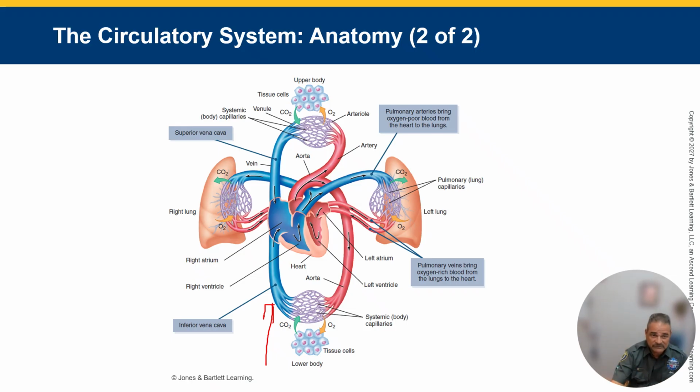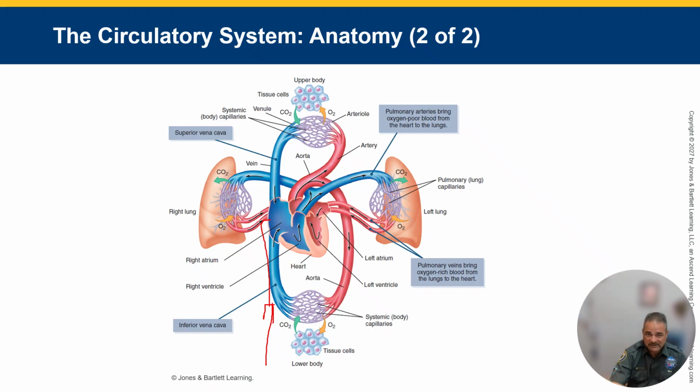Because notice that it's returning to the heart. It has to suck back into the right atrium. The unoxygenated blood always comes back into the right atrium, all right? Then it's pumped down into the right ventricle. The right ventricle then pushes it up into the pulmonary artery to be reoxygenated in the lungs, okay? All right, so it is the low pressure side.